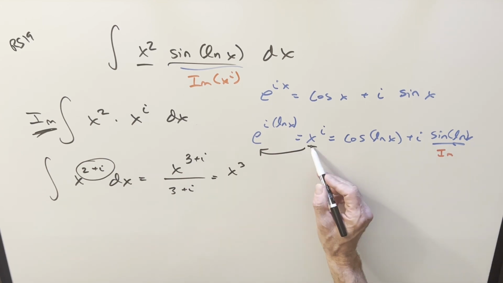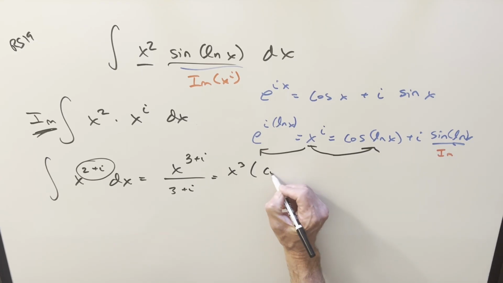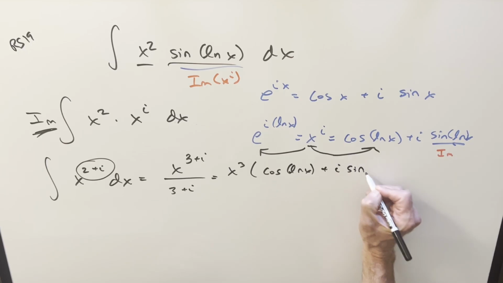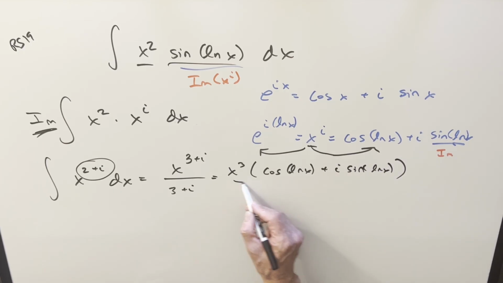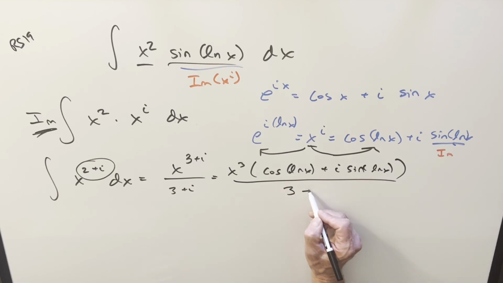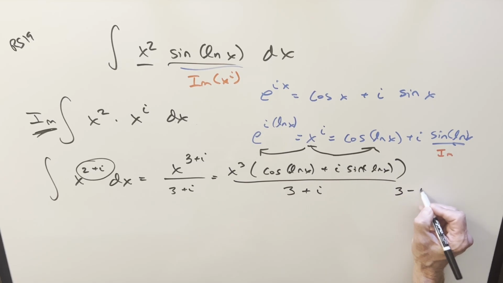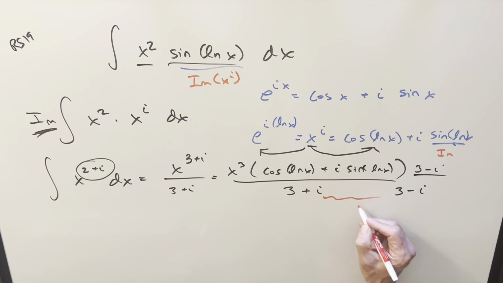But really what we want is to get trig functions again. So instead, let's go this way, and we'll call this cosine ln x plus i sine ln x. And then all we need to do is use the conjugate to rationalize this. So I can multiply by 3 minus i over 3 minus i here. When you distribute out the denominator, this is just going to be a 10 right here.